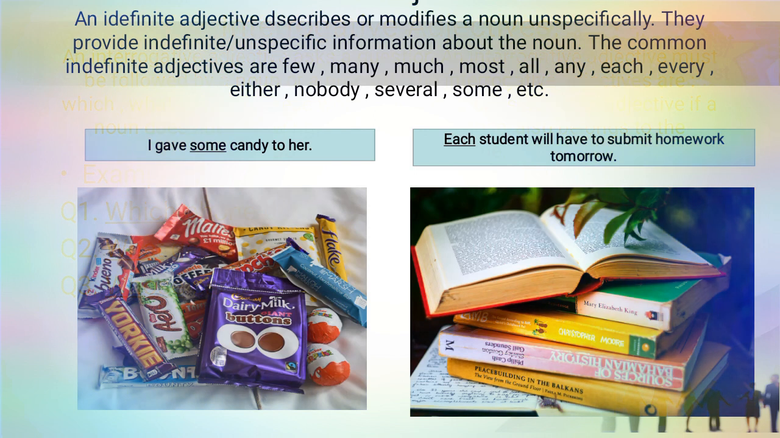Indefinite adjectives. An indefinite adjective describes or modifies a noun unspecifically. They provide indefinite or unspecific information about the noun. The common indefinite adjectives are few, many, much, most, all, any, each, every, either, neither, several, some, and so on. I gave some candies to her. Each student will have to submit homework tomorrow.